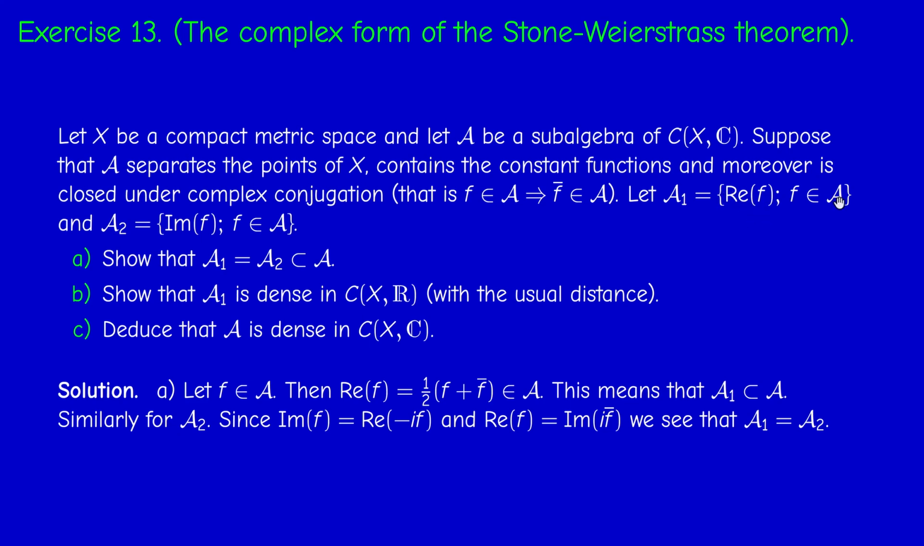because the real part of an element in A is the imaginary part of another element in A. Because if f is in A, then minus if is in A, and if f is in A, then f bar is in A. So A1 is actually equal to A2.